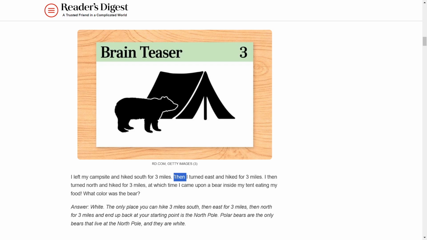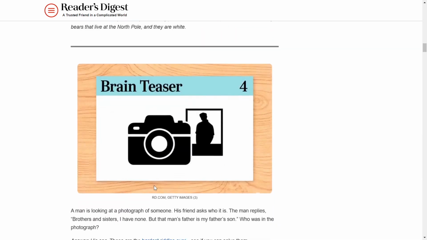And this is why we would be at the North Pole. If we switched these directions around, we go north 3 miles, then turn east, and then back south, we would be at the South Pole. But this is the North Pole. Okay, I get it. Interesting. Another smart solution. Next one.